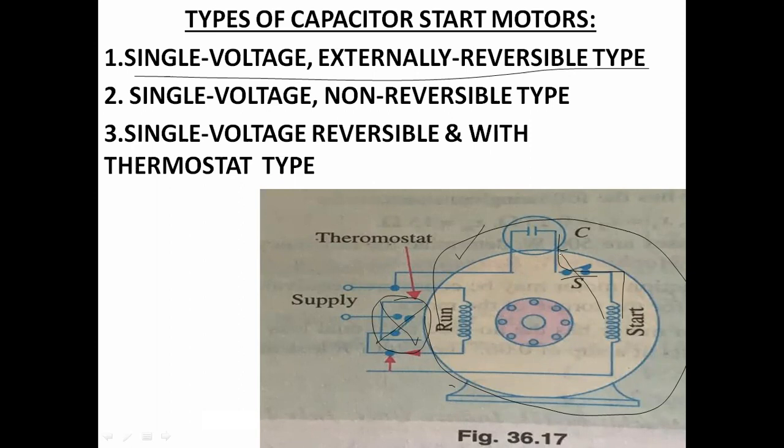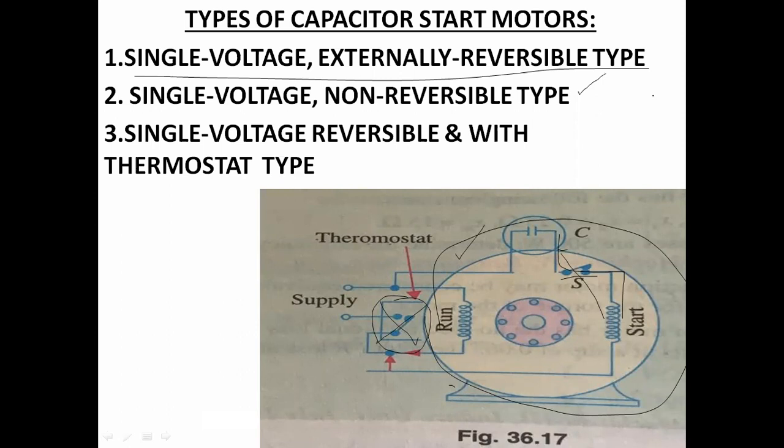Okay, next, single voltage non-reversible type, the second one. What is single voltage non-reversible type? That means there is no possibility of reversing the direction of the motor. In this case, the starting winding leads are connected internally to the leads of the running winding. They are not brought out, they are internally connected. So there are only 2 leads brought out, positive and negative. So obviously we cannot reverse the direction of rotation unless the motor is taken apart and the starting winding is reversed.